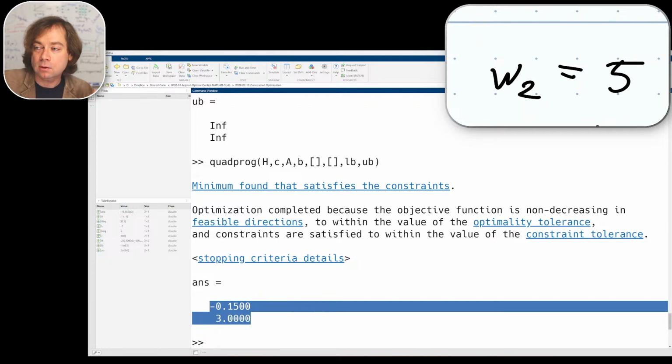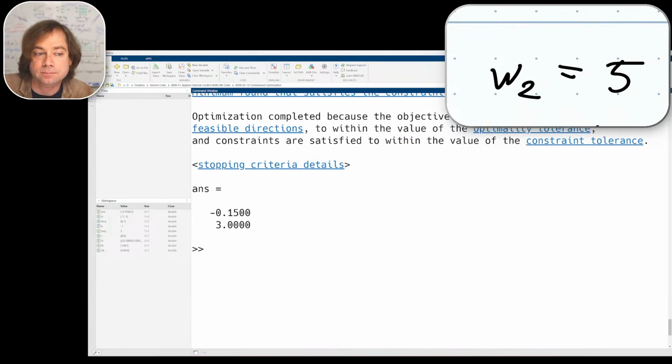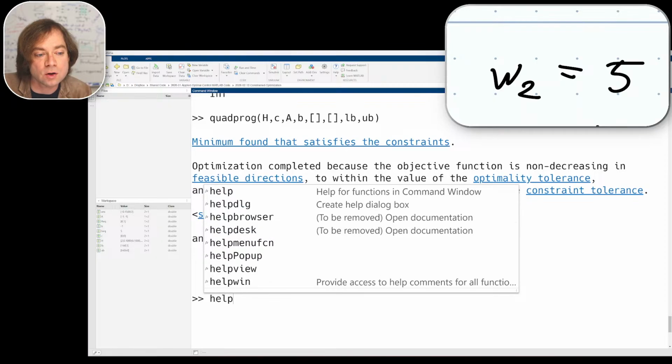So now we know how to use these optimization algorithms within MATLAB. We've got to give it information. This H and this C, that's information about the cost. This A and this B, that's information about the linear constraints, and any equality constraints and any lower bounds and upper bounds, okay?